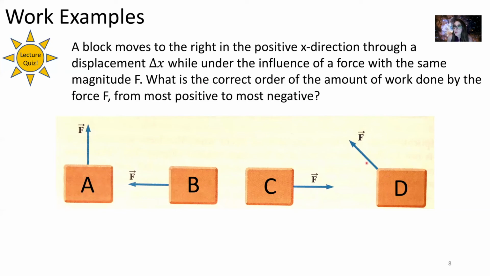They all have a force of the same magnitude being applied to them, just at different angles. But all of them are also moving to the right. So the displacement for every block is to the right, and you see the vector of the force here. Synthesizing everything that we just talked about, could you rank from most positive to most negative the amount of work being done on all 4 of these blocks?